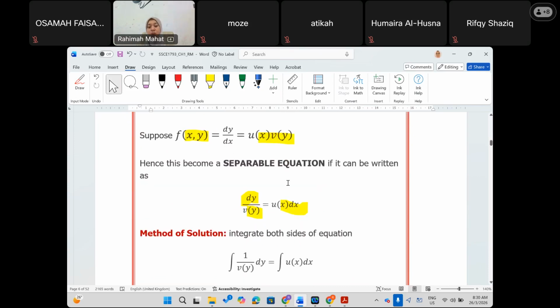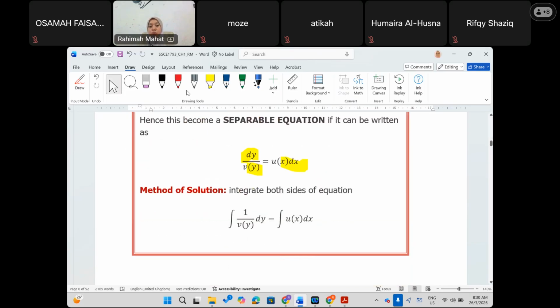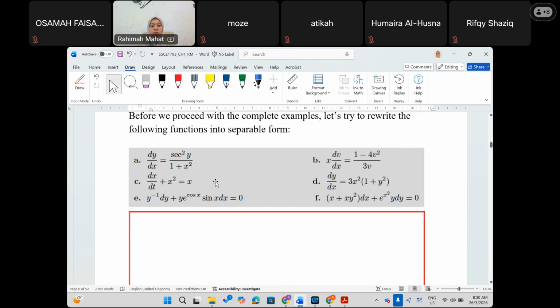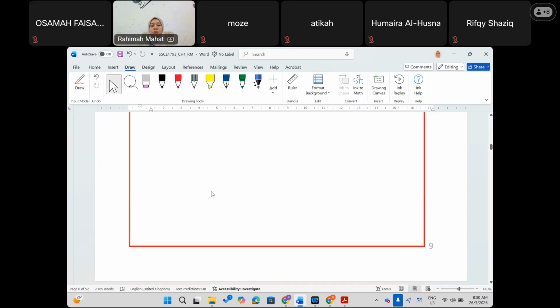After you do the separation, the next step is you need to integrate both sides of the equation. You need to do the integration. So you need to memorize the steps. Separable means the first step is you separate the equation between the two variables, and after that, the next step is you integrate both sides of the equation. That is all.